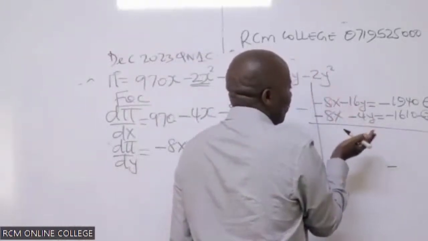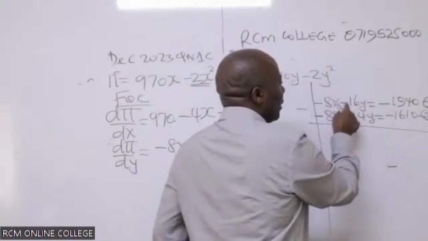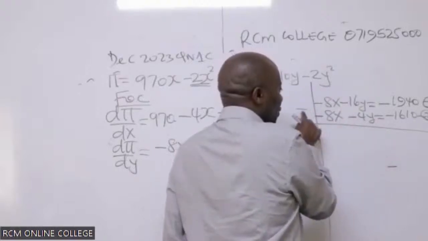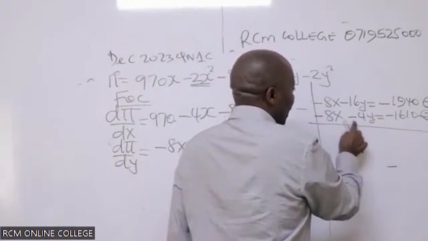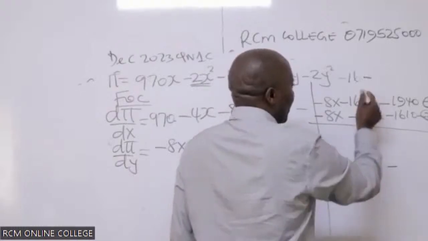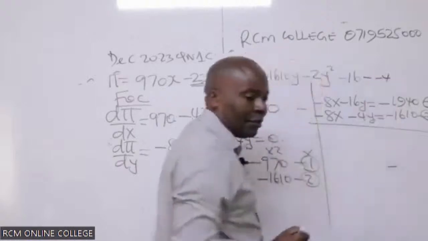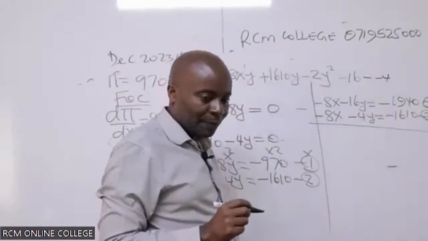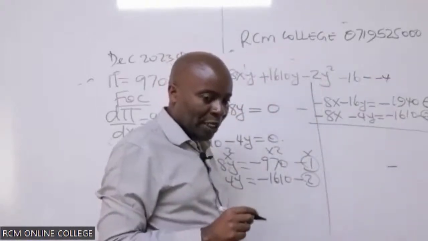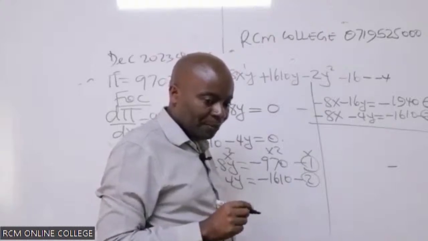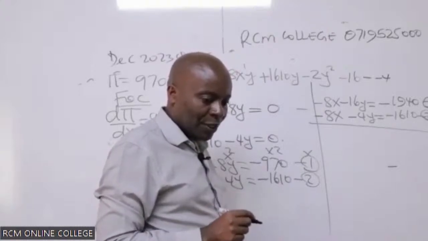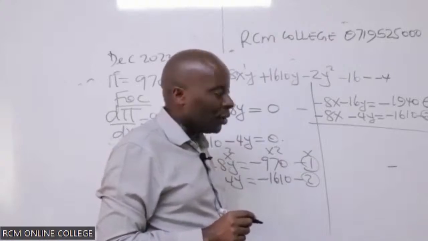If I have a calculator, this is very easy. I will say minus 16, minus, and this is minus 4. So minus 16 minus 4. Can you kindly give me that answer? Can you kindly give me this value as we finish now? I only have very few minutes. Use your calculators always.